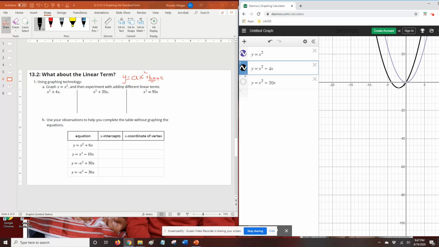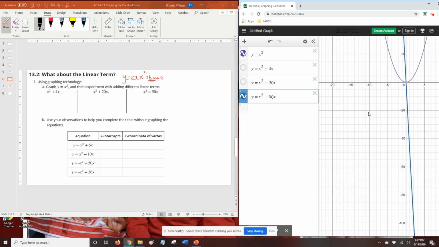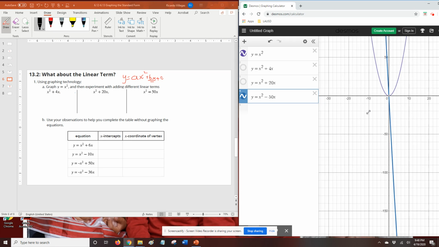Y equals x squared minus 50x. And this graph is even bigger, so let me go ahead and make this graph zoom out more. And what do you guys notice now? Let's see, let's do this.